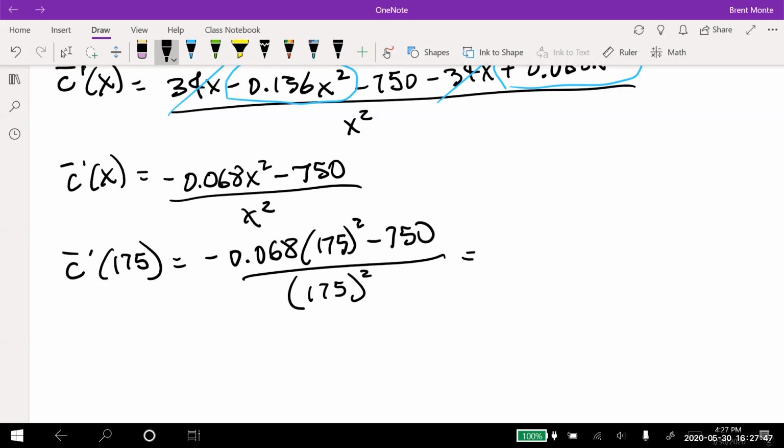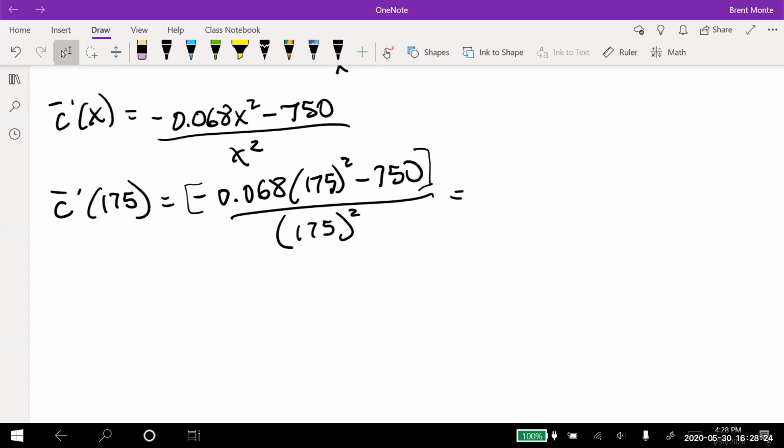Make sure you hit equals after the numerator before you divide by the denominator because of that subtraction up there. So I'm doing this in my calculator. I just hit equal. But if I don't do that, it's going to divide by the 175 squared before it does the subtraction. I don't want that to happen. So I go negative 0.068 times 175 squared minus 750 equals divided by 175 squared. And I get negative 0.0925. That's a really small number.